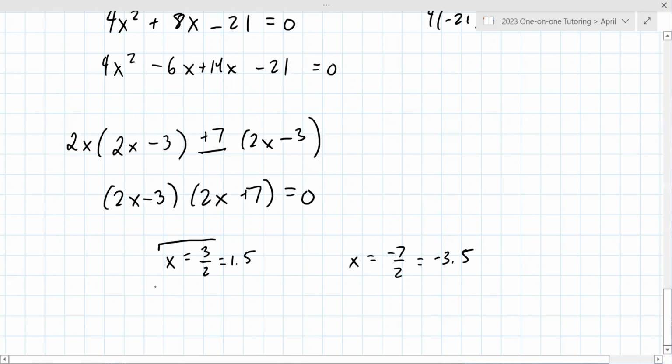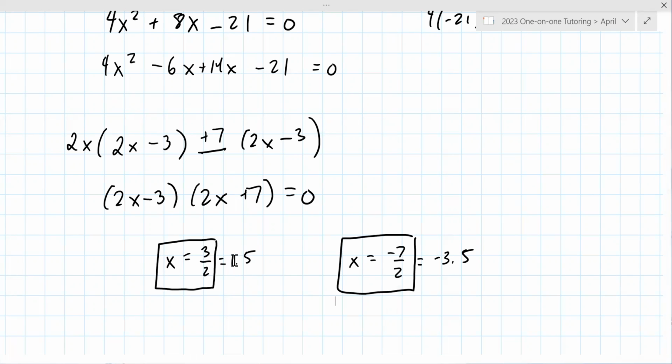So, the preference is to leave it as an improper fraction, unless your teacher has strictly forbidden you from doing that. This is more of what you will see in a textbook or paper. Okay. But if your teacher's like, I really want decimals, okay, give them what they want.